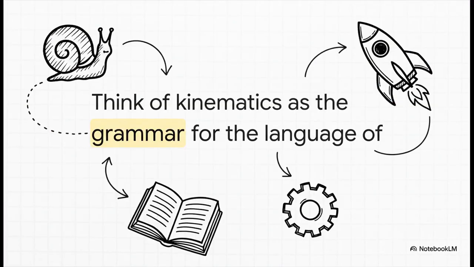I absolutely love this analogy. If motion is a language, then kinematics is its grammar. It gives us the rules, the vocabulary, the structure. And once you know that grammar, you can describe any motion in the entire universe, from a tiny ant crawling on the ground to a massive galaxy hurtling through space.